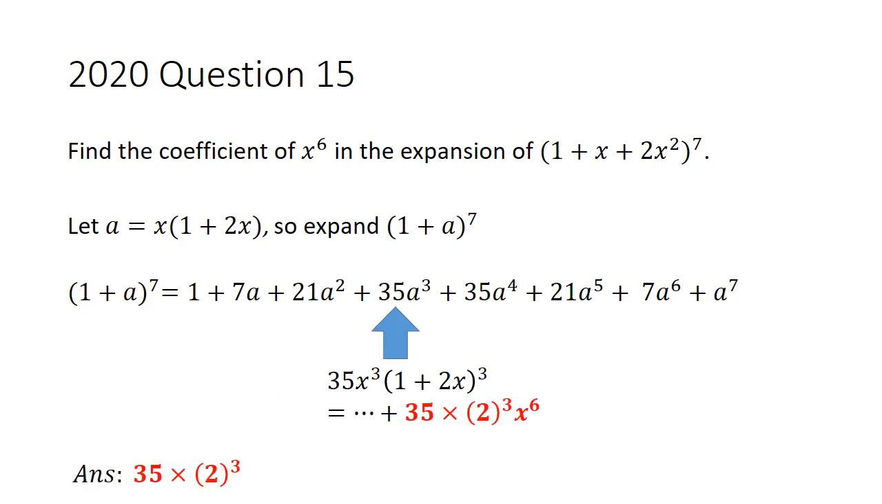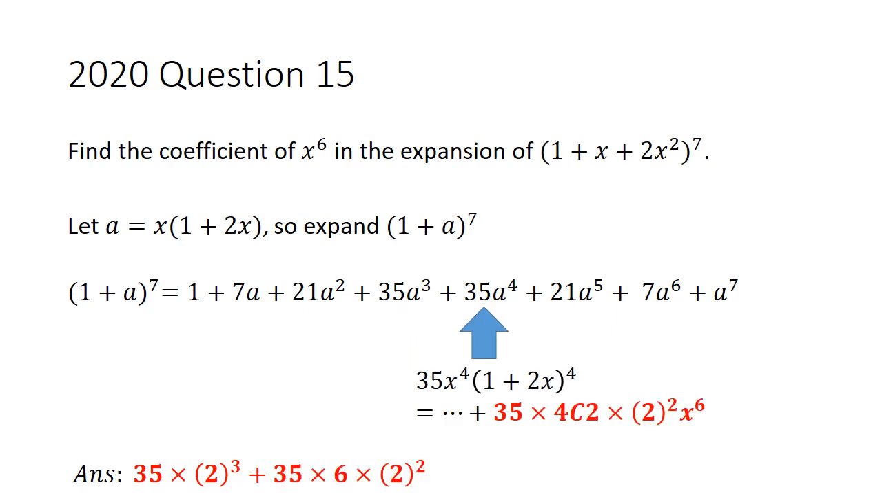So let's look at the next term, 35a cubed. If I substitute a equals x(1 + 2x), I'll get 35x cubed (1 + 2x) to the power of 3. Now, since I have x cubed outside, I need another x cubed to form an x to the power of 6. So the coefficient of x cubed in the expansion of (1 + 2x) cubed is actually the last term, which is 2 cubed times x cubed. So the coefficient contributed from 35a cubed is 35 times 2 cubed. So let me put that in the answer space below.